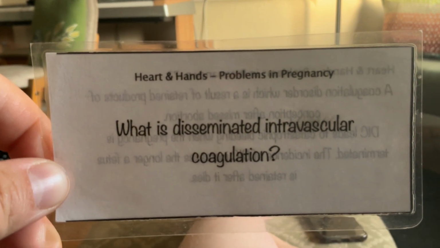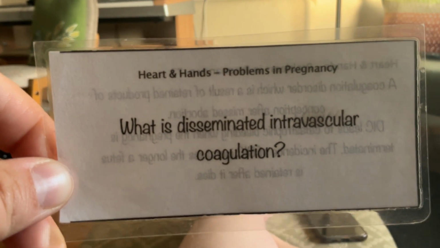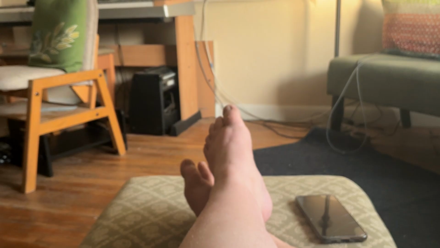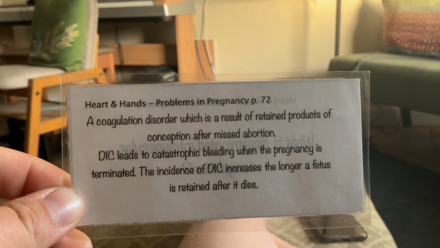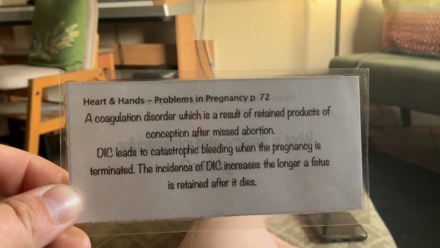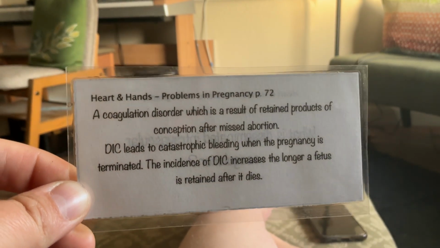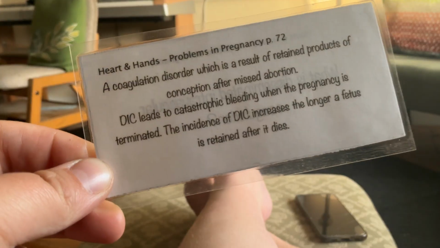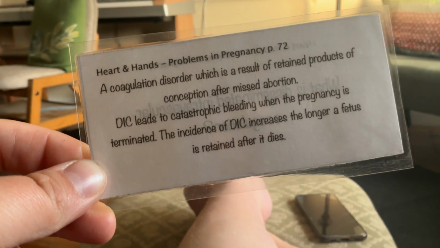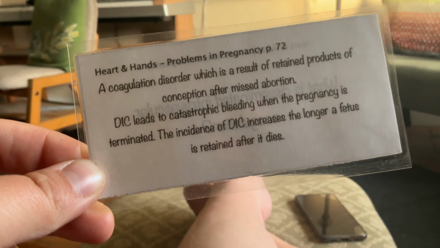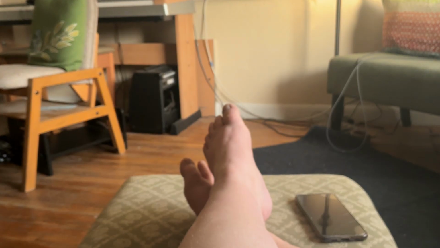What is disseminated intravascular coagulation, DIC? It is a coagulation disorder which is a result of retained products of conception after a missed abortion. DIC leads to catastrophic bleeding when the pregnancy is terminated. The incidence of DIC increases the longer that the fetus is retained after it has passed.